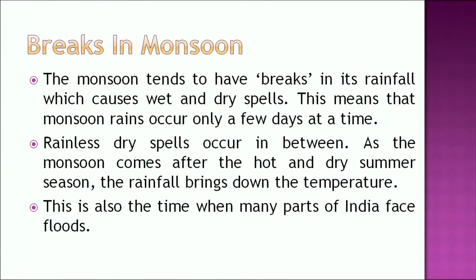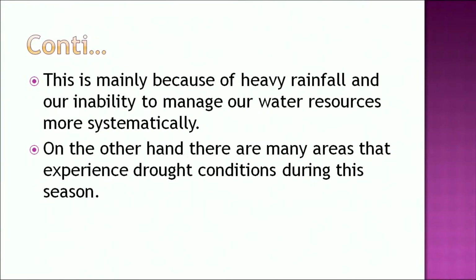The monsoon tends to have breaks in its rainfall which cause wet and dry spells. This means that monsoon rains occur only a few days at a time. Rainless dry spells occur in between. As the monsoon comes after the hot and dry summer season, the rainfall brings down the temperature. This is also the time when many parts of India face floods. This is mainly because of heavy rainfall and our inability to manage our water resources more systematically. On the other hand, there are many areas that experience drought conditions during this season.